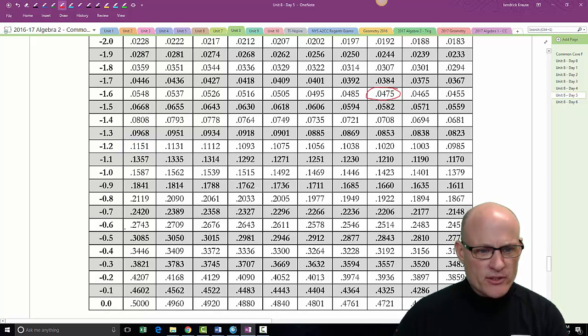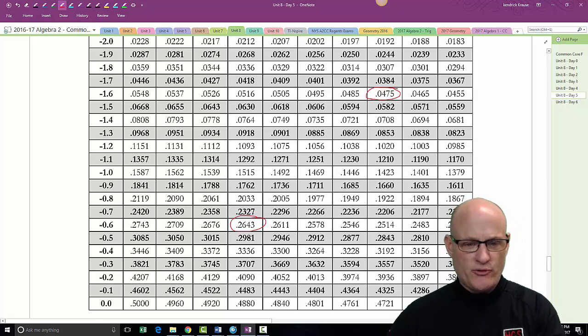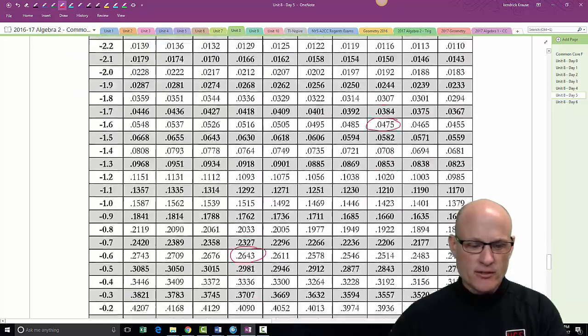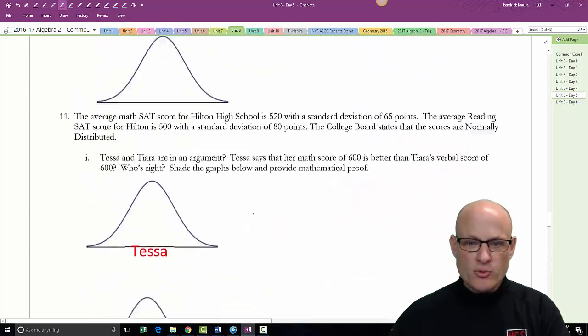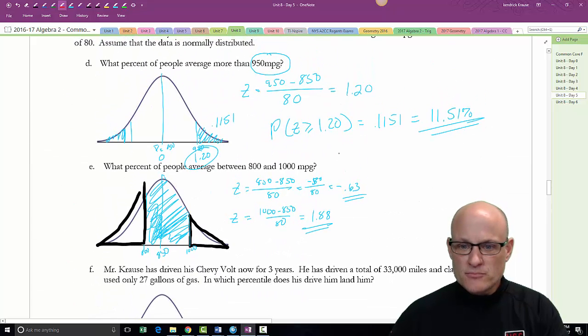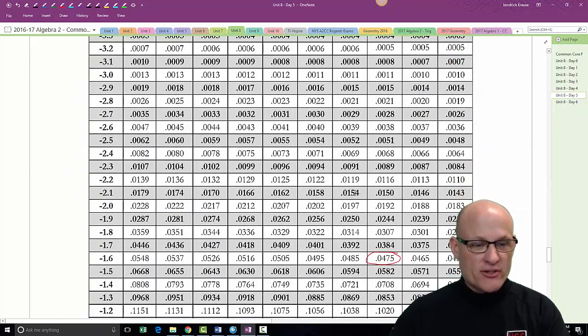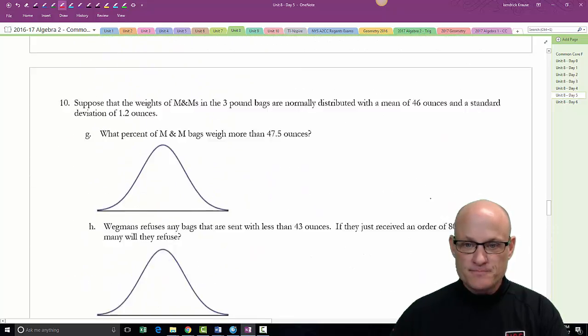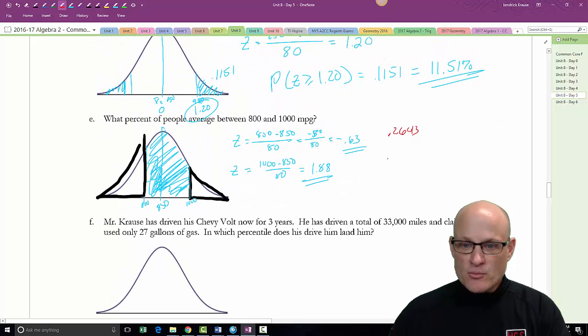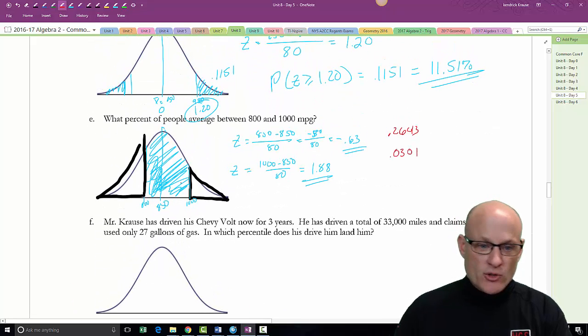We're looking up negative 0.060123. There it is. 0.2643. Oh, wait, hold on. Yes. 0.2643. And if I look up 188, again, I'm going to look up just here. I only care about this negative 188. And 188 is right here. 0.0301.